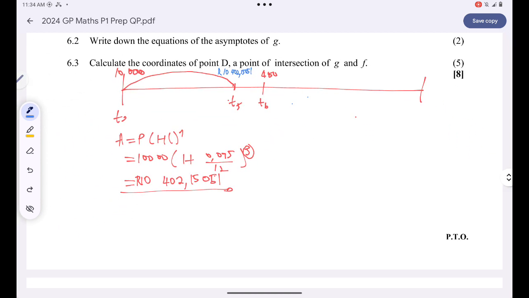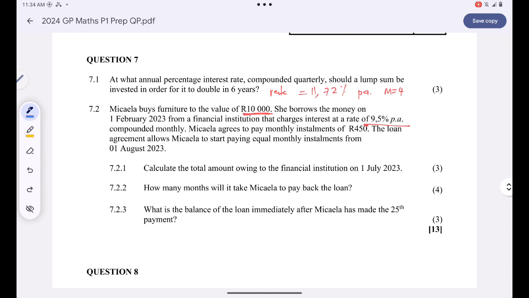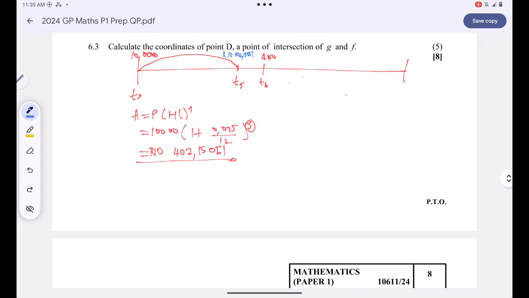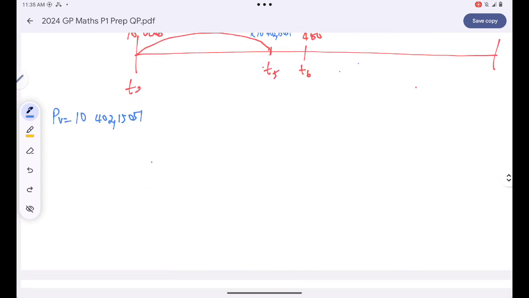Okay, that's how, guys, you're supposed to tackle the first question. And now you're being asked, how many months will it take Michaela to pay back the loan? Let's write down the data we have. We know that the present value is 10,402.1551, and X is equal to 450 because Michaela agreed on paying 450 every month.